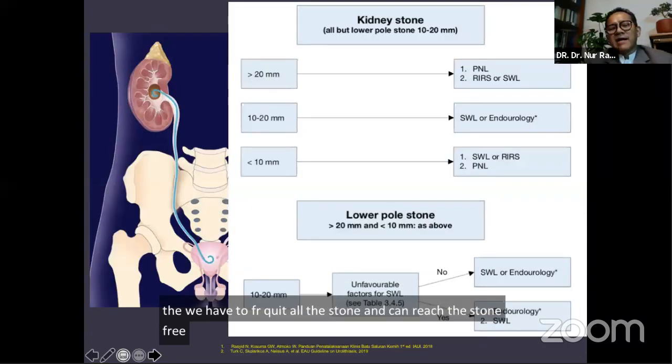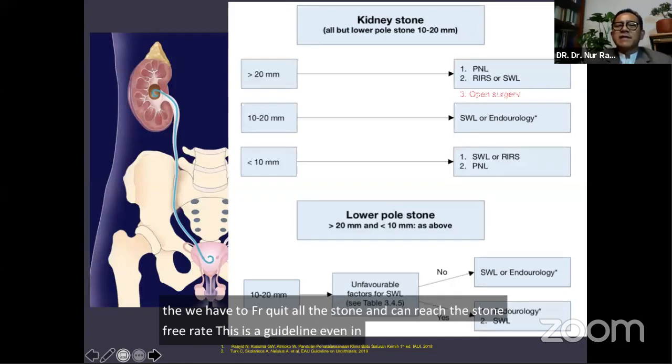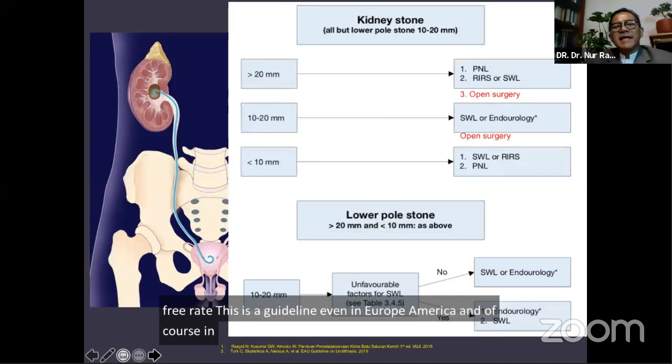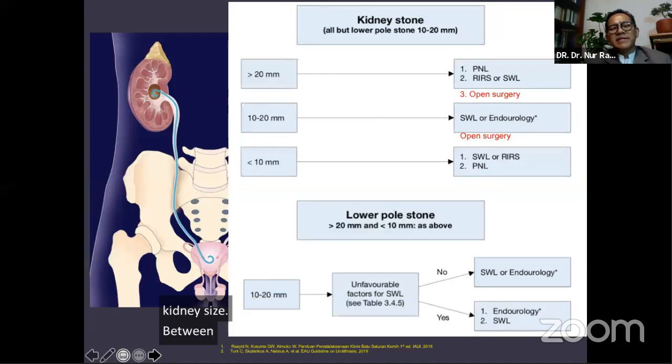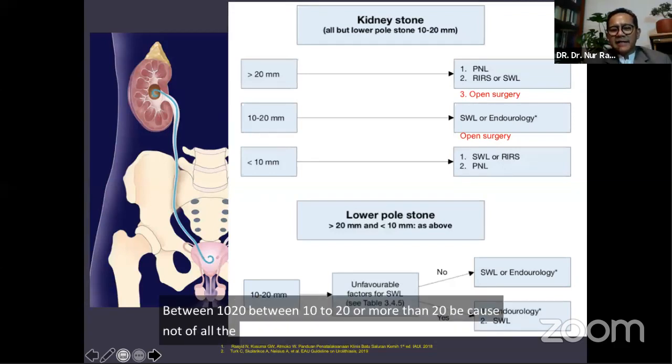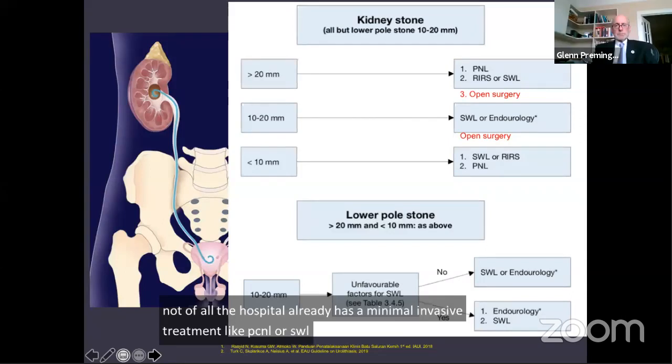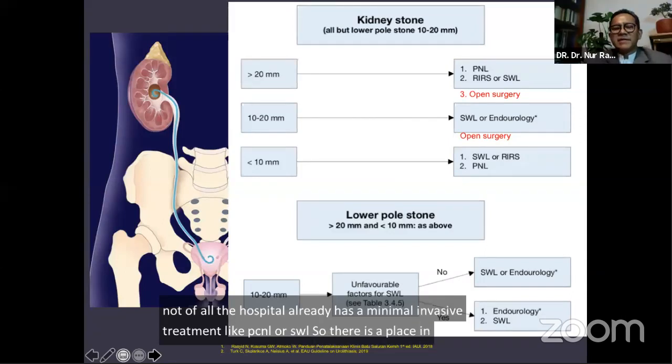This is the guideline, in Europe, America, and of course in our country. The difference is the stone size in the kidney, between 10 and 20 millimeters or more than 20, because not all hospitals already have minimally invasive treatment like PCNL or ESWL. So there is a place in our country to do open surgery.